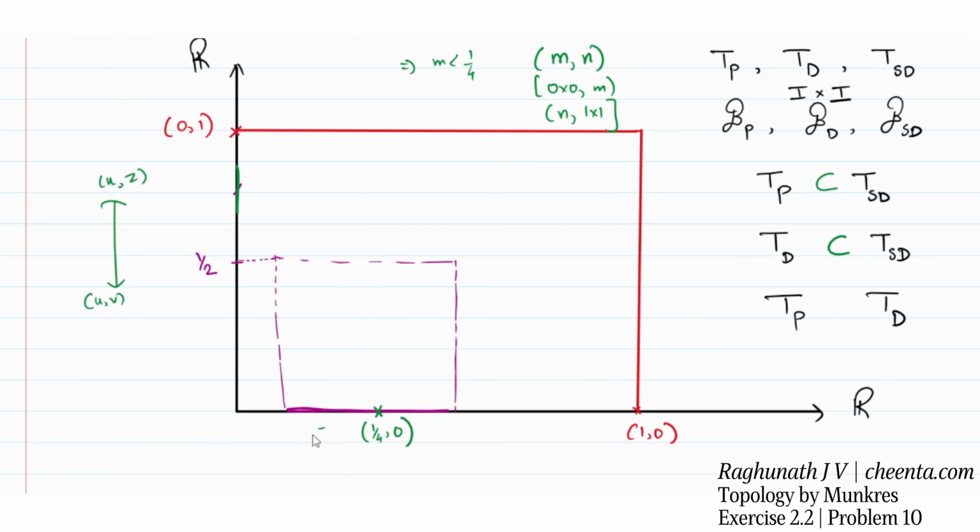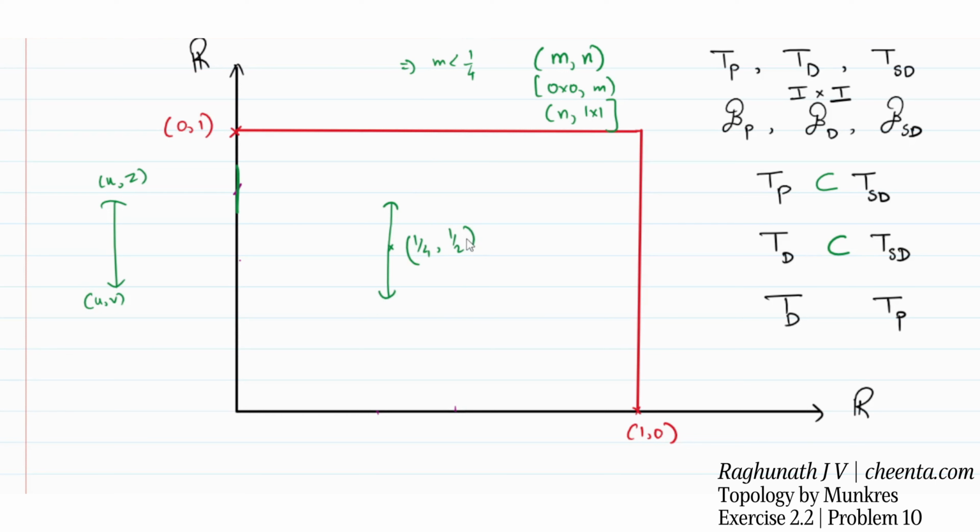Now let us also prove the other way, that is, TP is not finer than TD. How shall we prove the other way around? For this, first let us consider a basis element from TD. So this one is going to be simple. Let us easily consider this basis element. Say we take 1 by 4, 1 by 2.